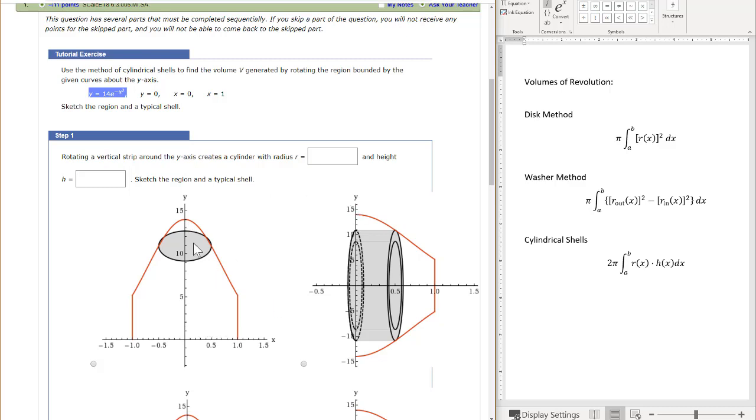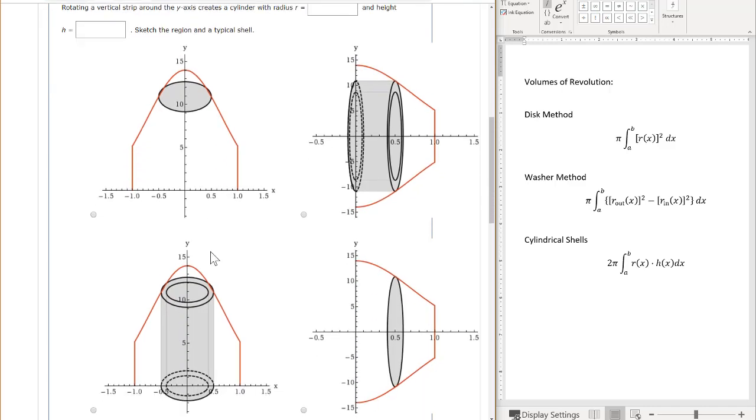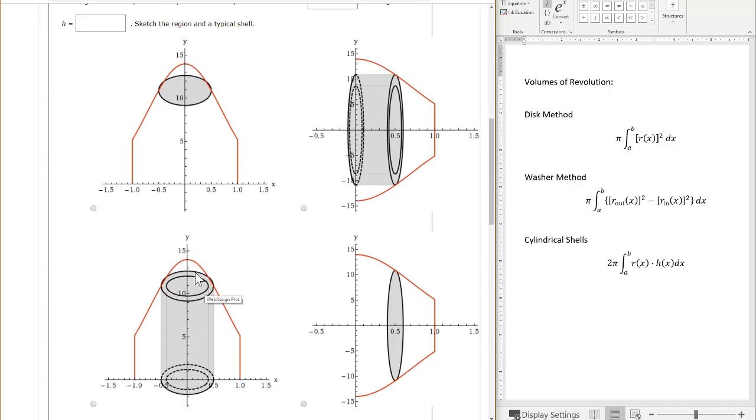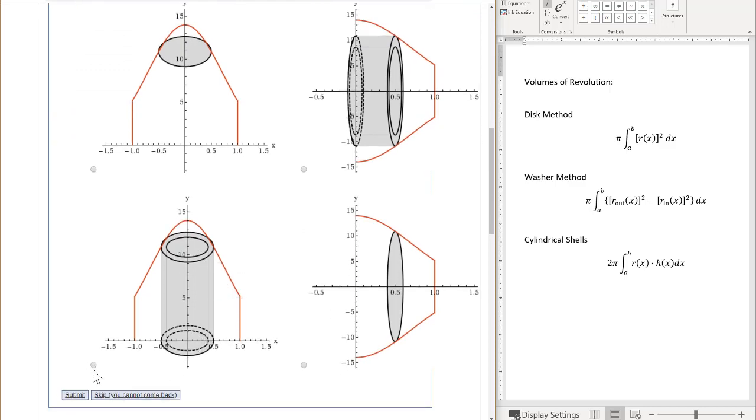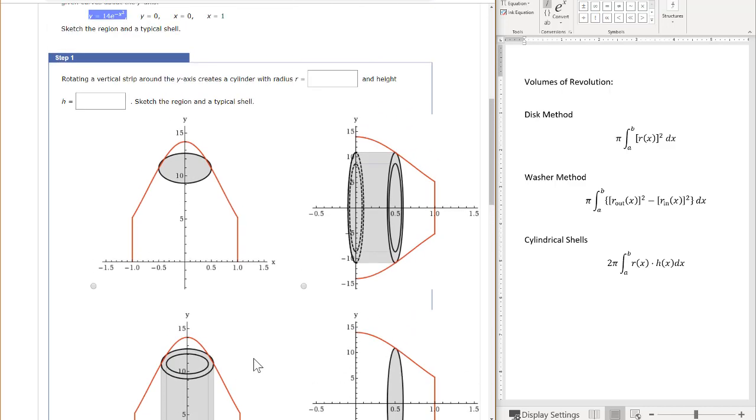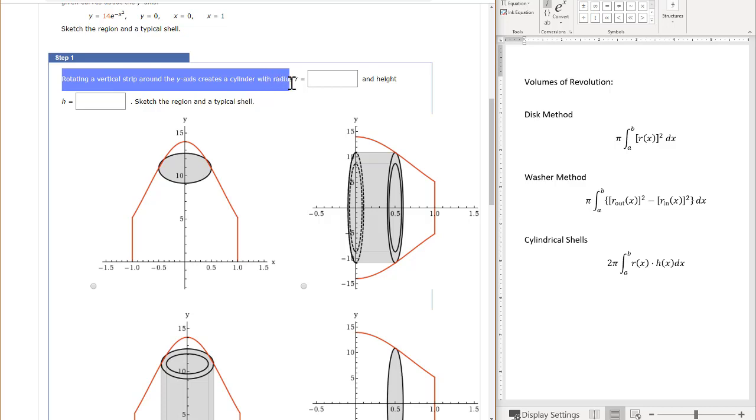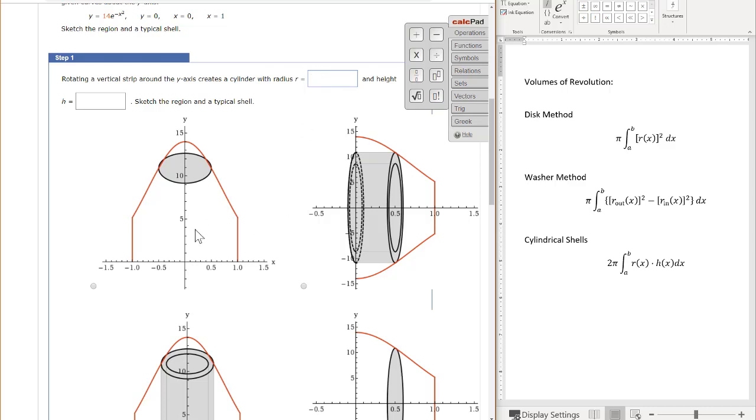However, this one is not the shape of a shell. So this is the other choice over here, where we have the same shape and it has the shape of a shell. So I think this is going to be our answer. Let's take a look at what it says here. Rotating a vertical strip around the y-axis with the radius r is equal to.